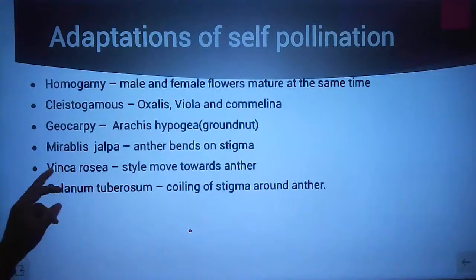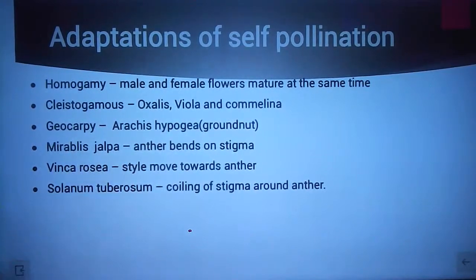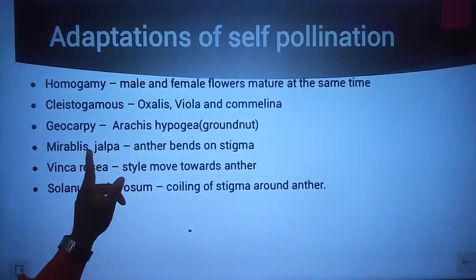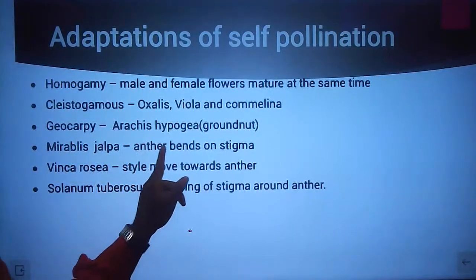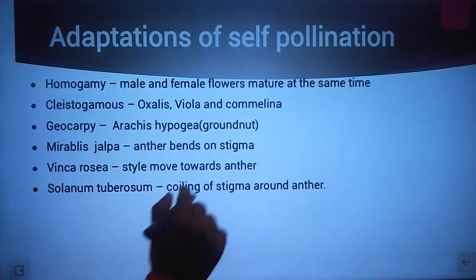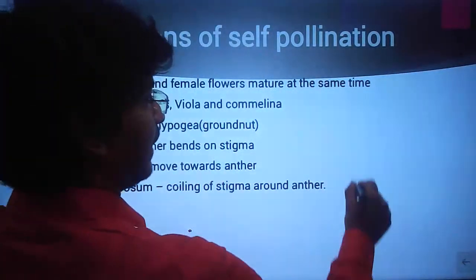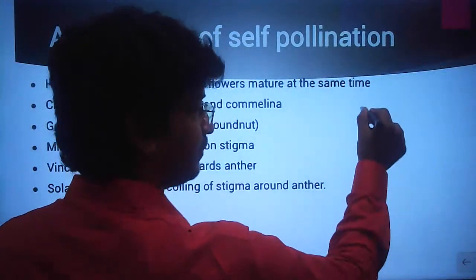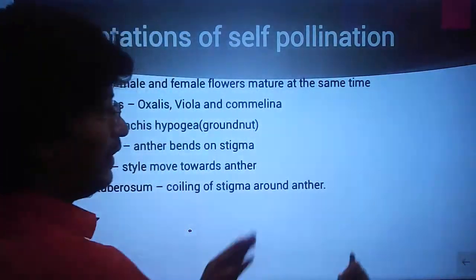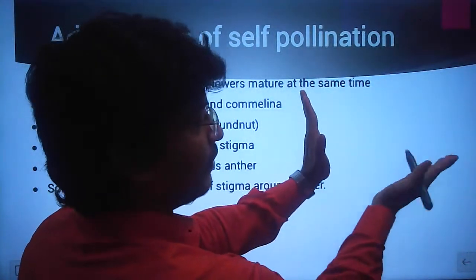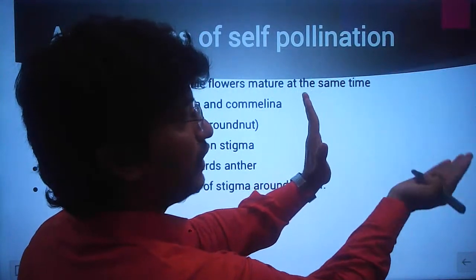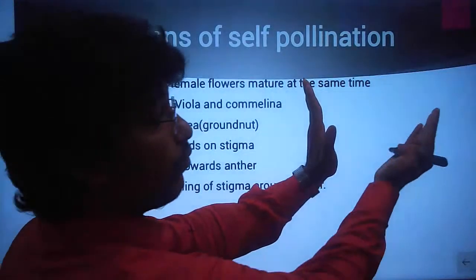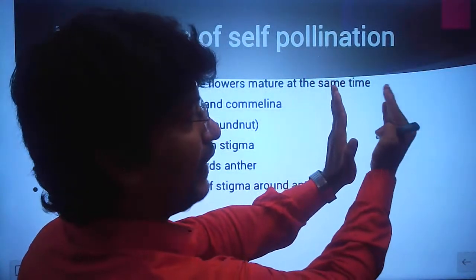Okay, fine. Next is Mirabilis jalapa. What is the common name for Mirabilis jalapa? Here, the anther bends on the stigma. For example, the stigma is here and the anther is here. What happens? The anther will bend over towards the stigma. So here the anther is coming close, and the stigma is not doing anything. What is happening here? The anther is bending towards what?